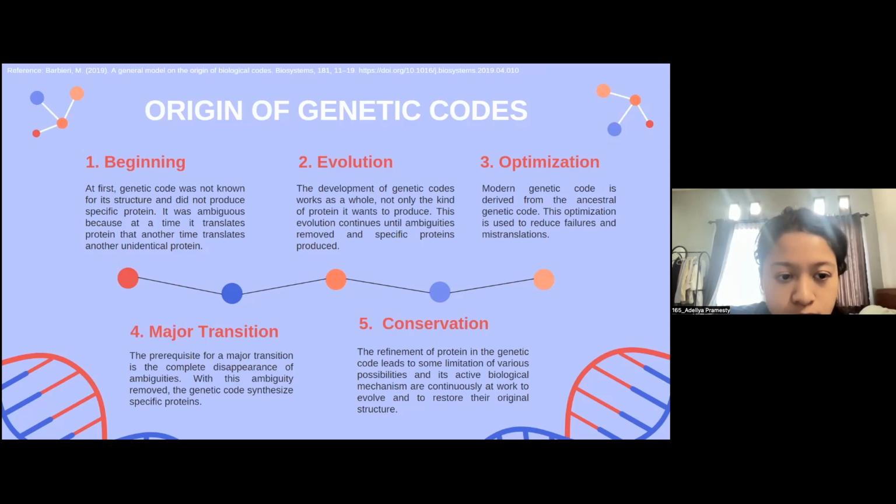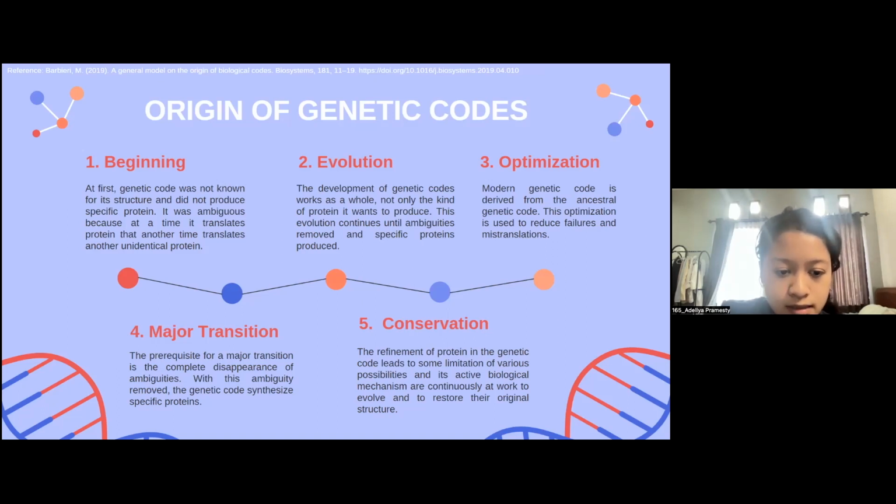First, the beginning. At first, the genetic code was not known for its structure and it didn't produce specific proteins. It was ambiguous because at one time it translated one protein and at another time it translated another, non-identical protein. Second, evolution. The development of genetic code works as a whole, not only on the kind of protein it wants to produce. This evolution continues until ambiguity is removed and specific proteins are produced. Third, optimization. Modern genetic code is derived from the ancestral genetic code. This optimization is used to reduce failures and mistranslation.